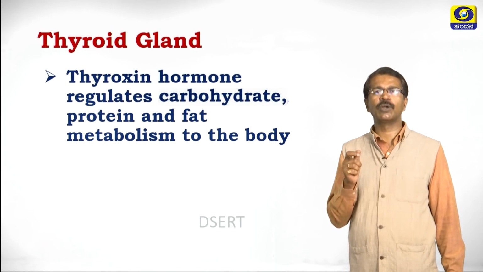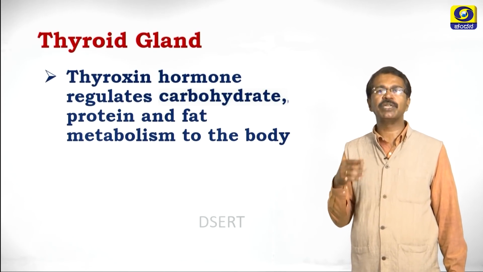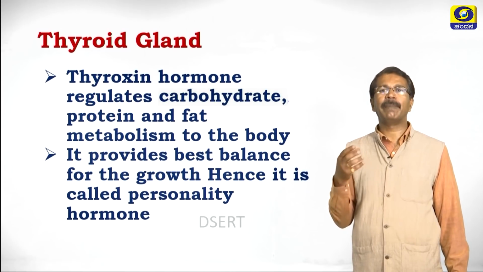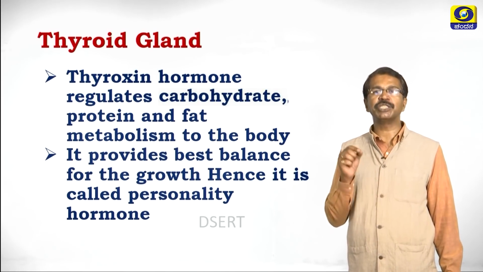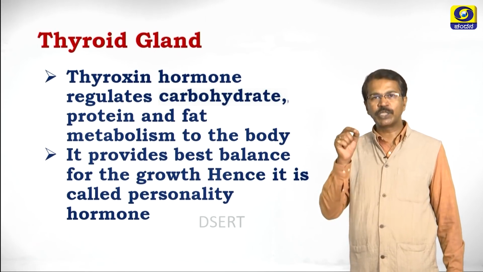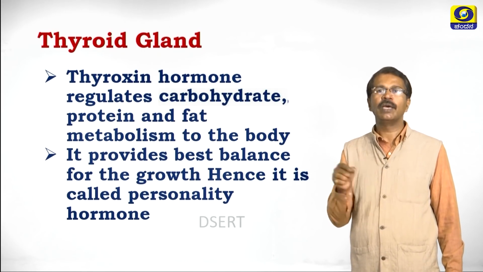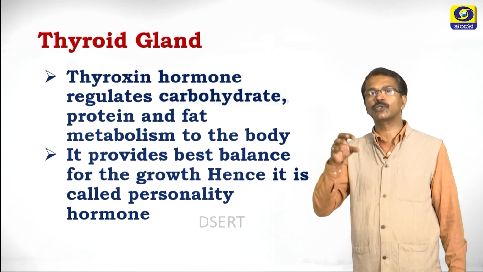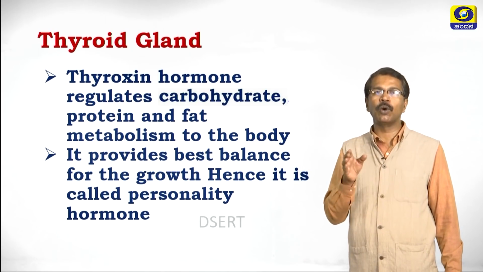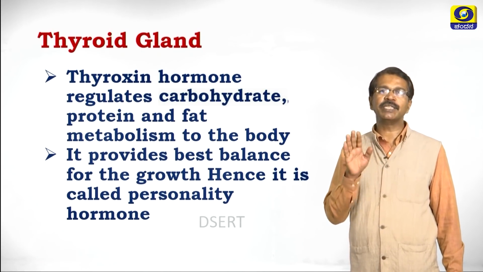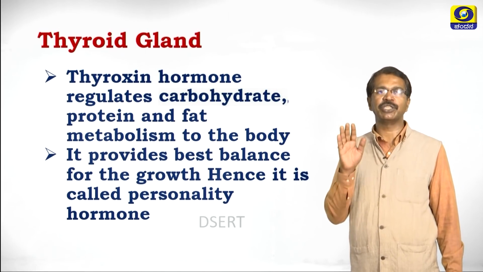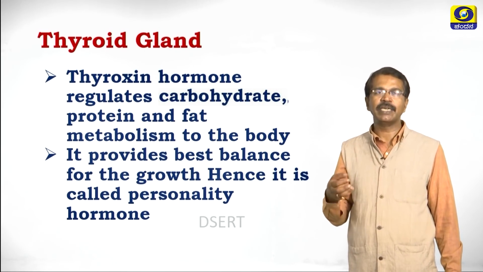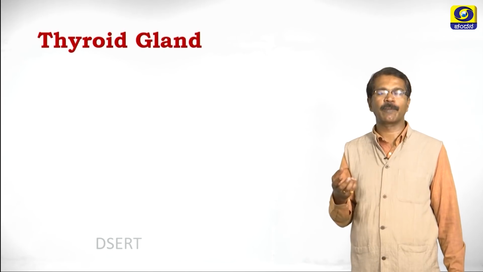This thyroxine hormone regulates carbohydrate, protein and fat metabolism, and it also provides the best balance for growth. Hence it is called the personality hormone, which means thyroxine hormone not only helps in growth, but also regulates which part has to grow faster, which part has to grow slower. This is controlled by the thyroid gland, hence it is called the personality hormone. The physical appearance, the physical personality, is because of the thyroxine hormone.